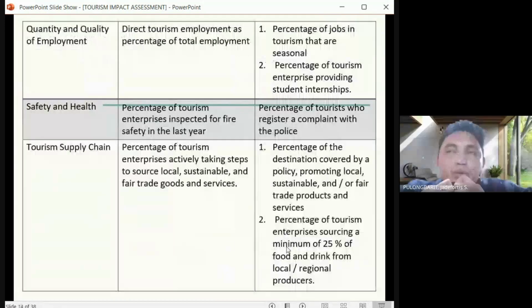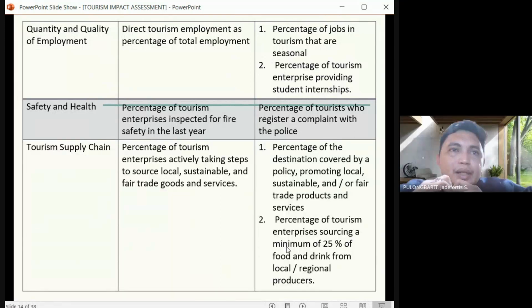Another one, to determine the quantity and quality of employment. So, direct tourism employment as a percentage of total employment. Direct tourism employed, the total employed in tourism, as well as the percentage of total employment by tourism. And then, optional, percentage of jobs in tourism that are seasonal. Number two, percentage of tourism enterprises providing student internship.